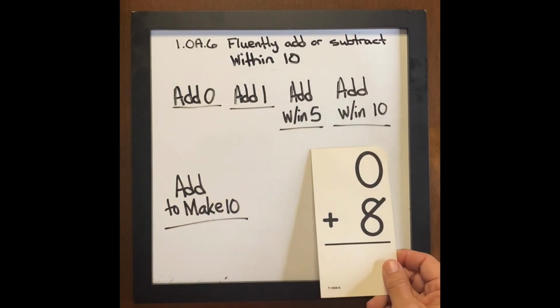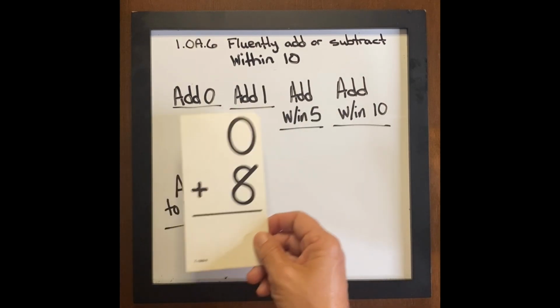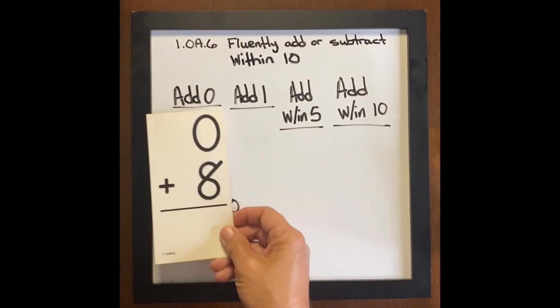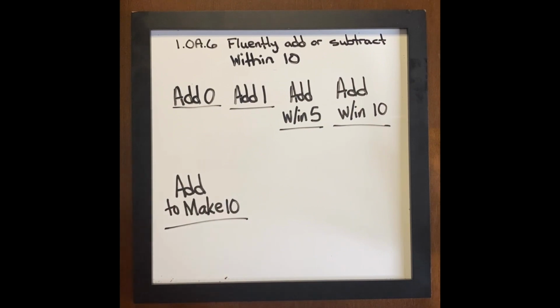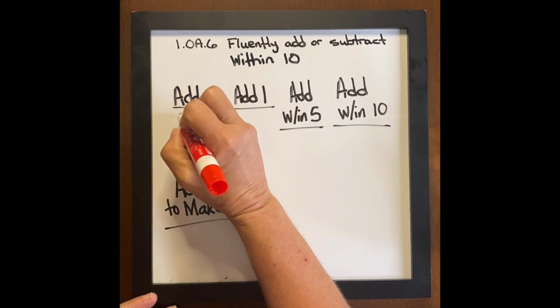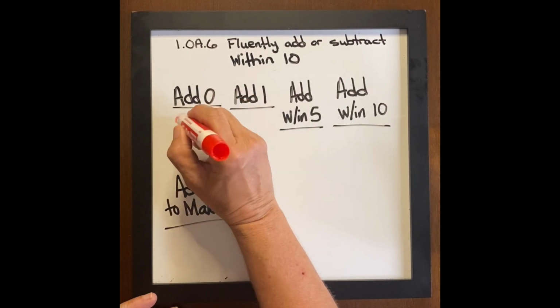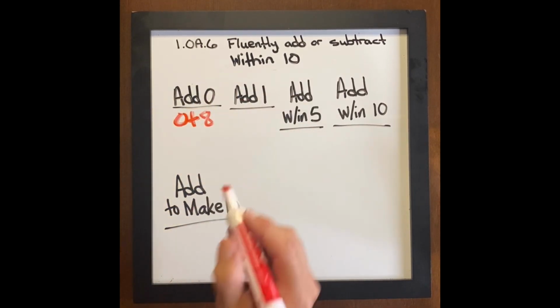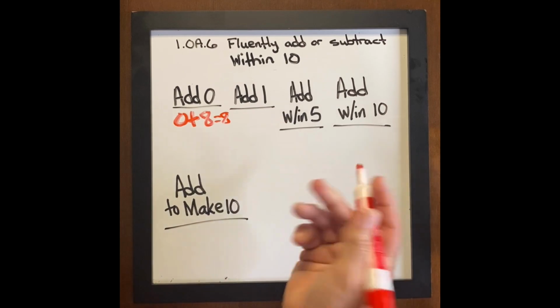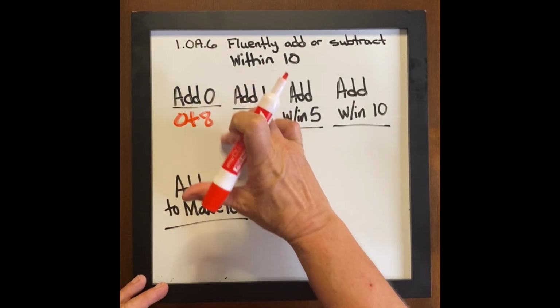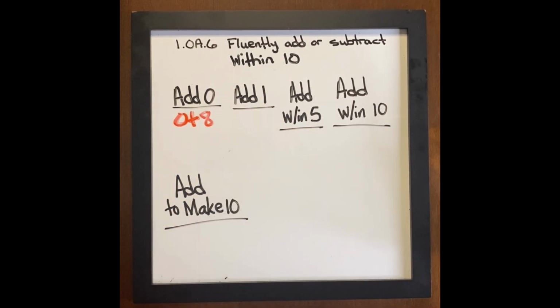So obviously this one does not. 0 plus 8, we're adding nothing. 0 means nothing, so it's 8 plus 0, and I would put it there, but since I don't have room, I would just write it as I would on my chart. 8 plus 0, or 0 plus 8 equals 8. Or maybe I would just write 0 plus 8 and I would say equals 8.